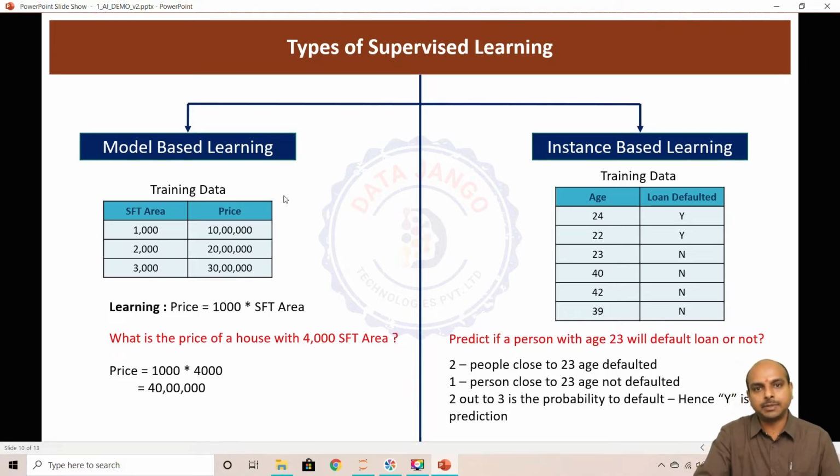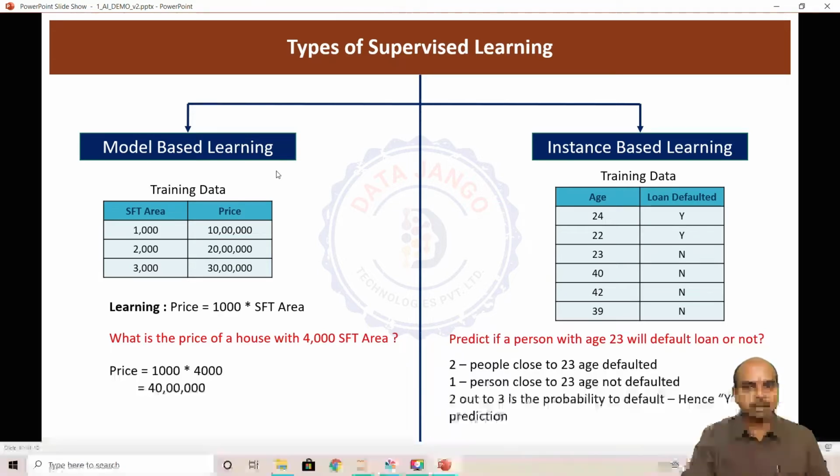So these are the types of machine learning algorithms, supervised machine learning algorithms, and the most popular are model-based learning algorithms. And we'll cover all these types of algorithms extensively in our courses.